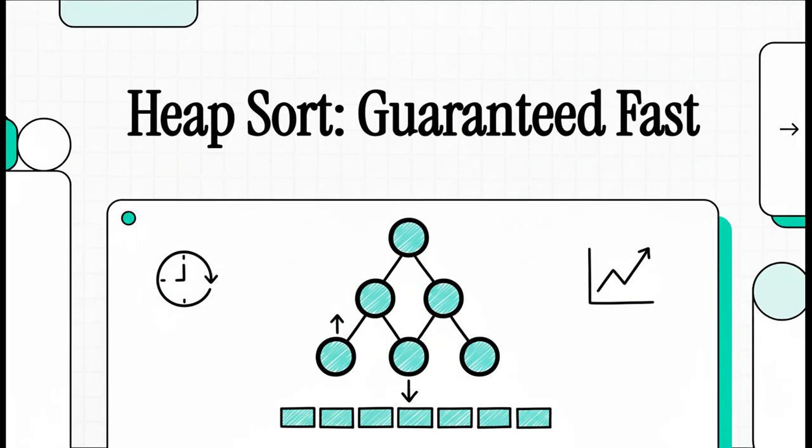All right, have you ever been in a situation where you need a sorting algorithm that's not just fast, but guaranteed to be fast? Every single time. And without hogging a ton of memory? Well, today, we're going to break down Heap Sort. It's an absolute powerhouse of predictable performance that does exactly that.